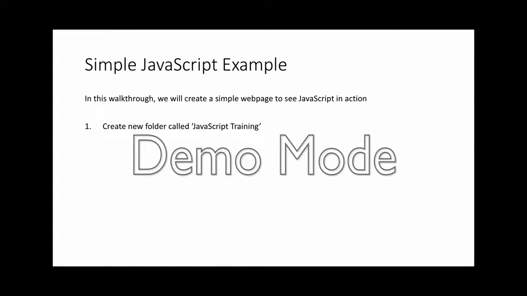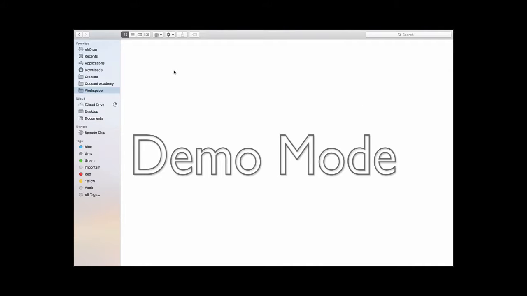So the first thing we're going to do, we will create a new folder called JavaScript Training. This folder would hold all examples and all exercises we're going to do in this course moving forward. Okay, so as I said, we will create a JavaScript training folder, and there I am creating mine, and I just need to rename it.